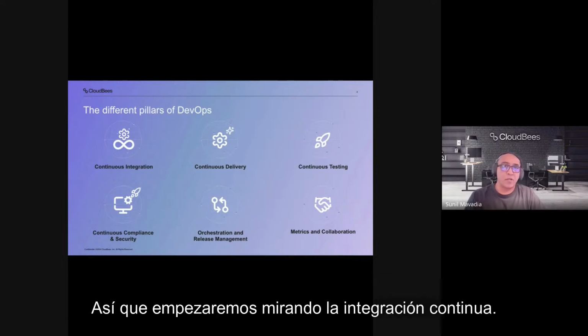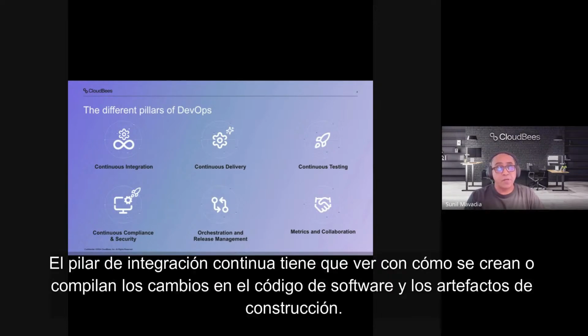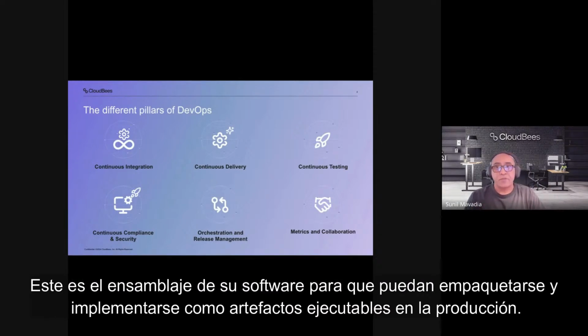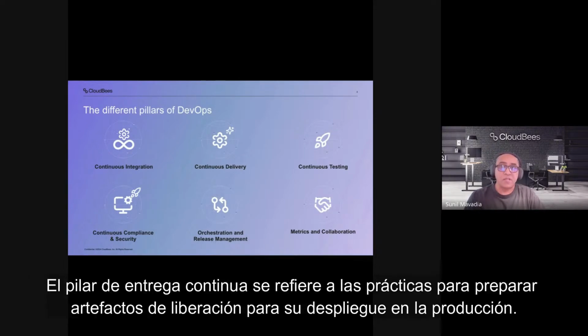So we'll start off by looking at continuous integration. The continuous integration pillar has to do with how changes to software code and build artifacts are built or compiled, right? This is the assembly of your software so that they can be packaged and deployed as executable artifacts into production. The continuous delivery pillar refers to practices for preparing release artifacts for deployment to production.